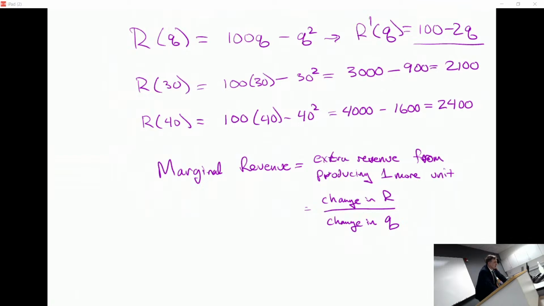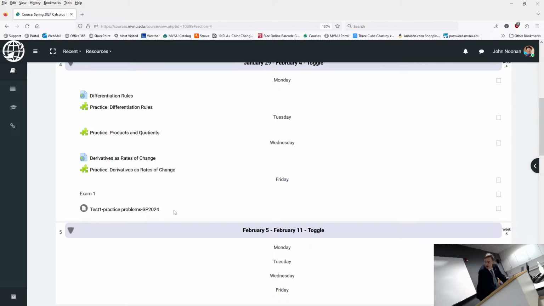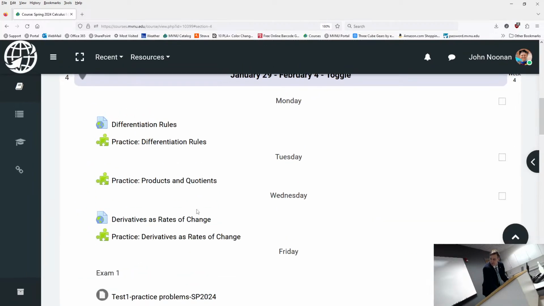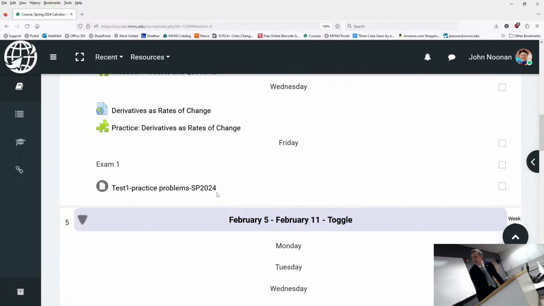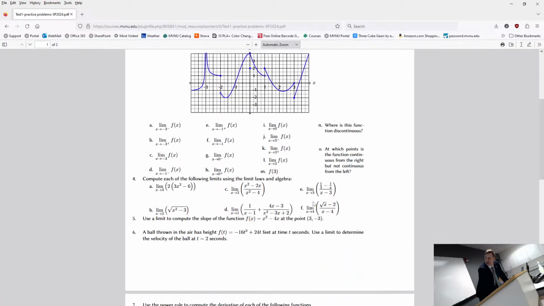Let me take a peek at the homework. The homework looks good. I think you'll be okay. There's something about slopes. Well, slope, remember slope is derivative. Okay, so in addition to that, you will see up here the test one practice problems. I have not yet written up my answers to these, but you can still look at those. So that's what they look like.